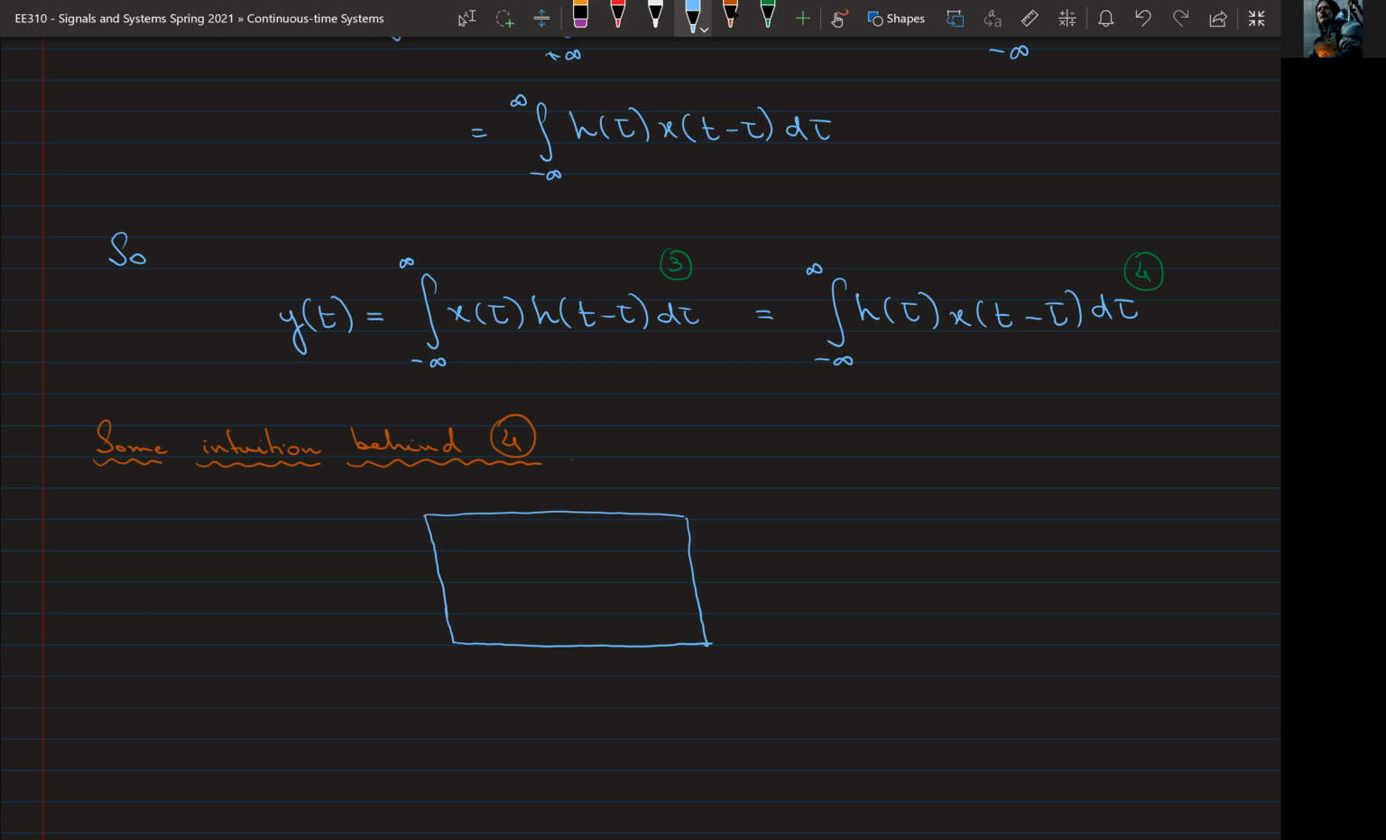Sir, could you explain the convolution again? How does it work exactly? So we're not there yet. We're getting there, Ahmed. For now, we're just given the expression, and we're going to work with this expression.